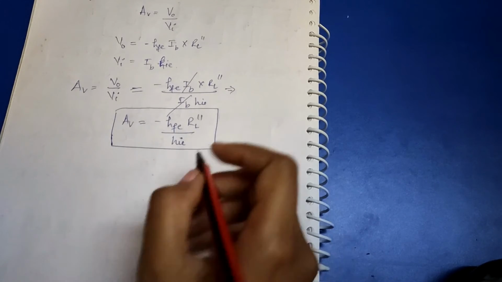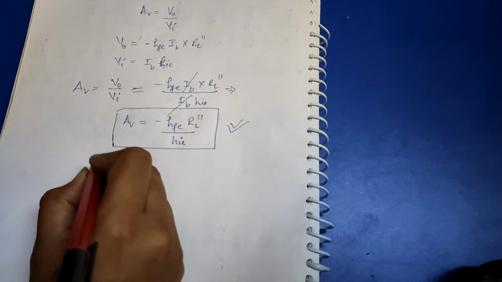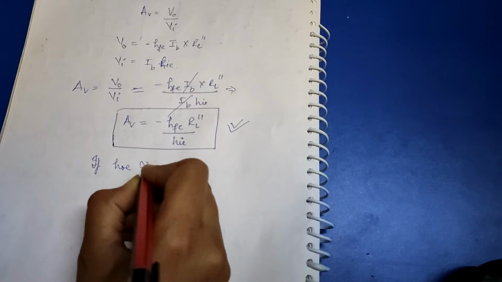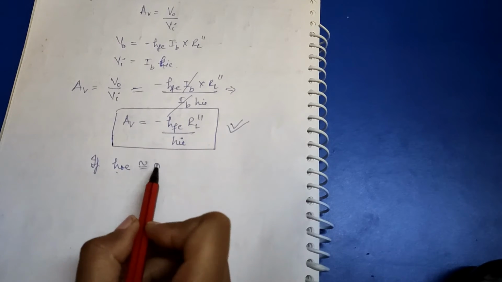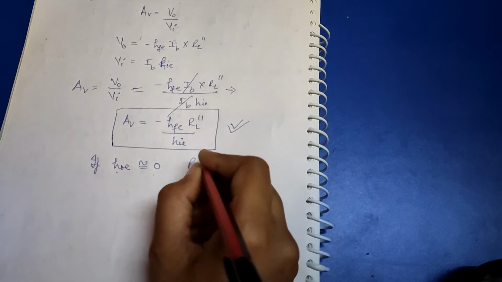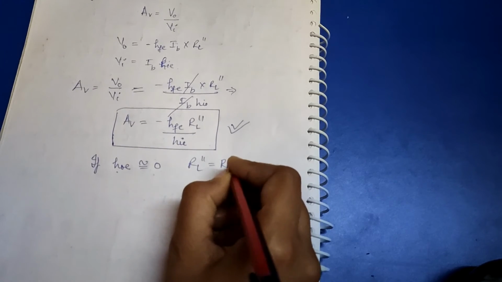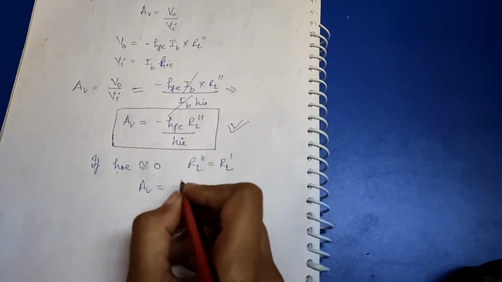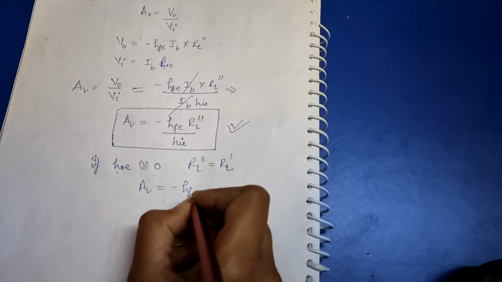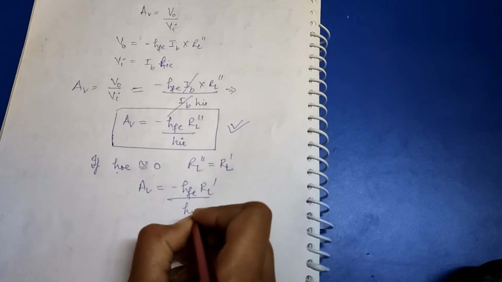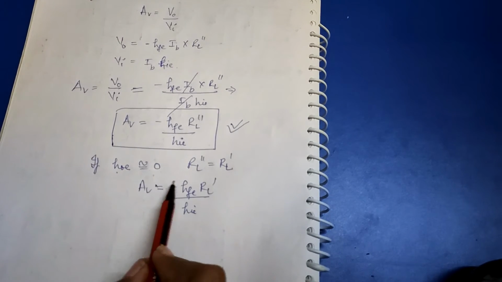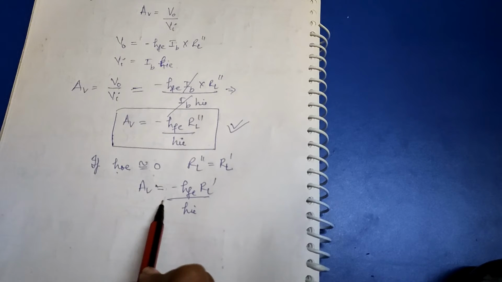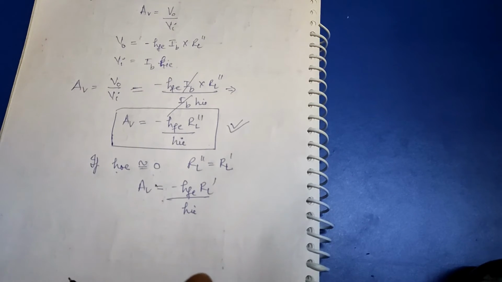Okay guys, if HOE is approximately equal to 0, generally in numericals we have this term approximately 0, so in that case our RL double dash will become RL dash, and in that case the voltage gain will be minus HFE RL dash upon my HIE, and this negative sign indicates a phase shift of 180 degrees between input and output voltage waveforms. Okay, so you must be clear with this sign as well.